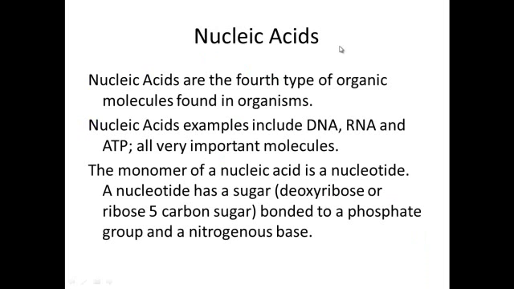The last type of organic molecule is called a nucleic acid. Examples include DNA, RNA, ATP. They're all very, very important molecules that you have to have in your body. The monomer of each of these is called a nucleotide.